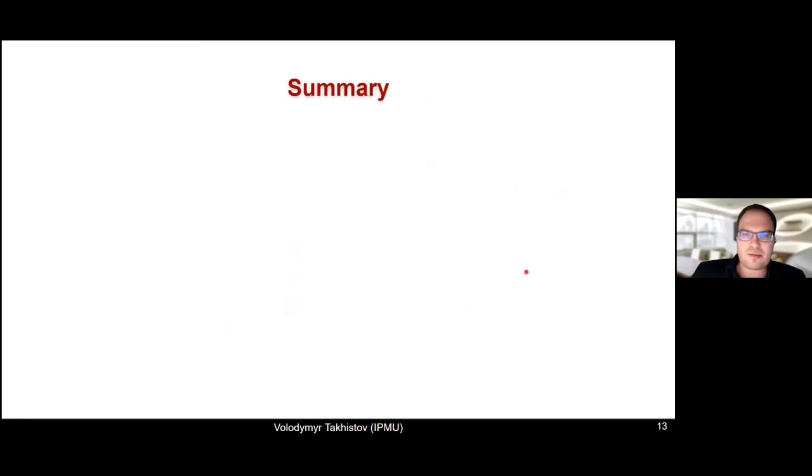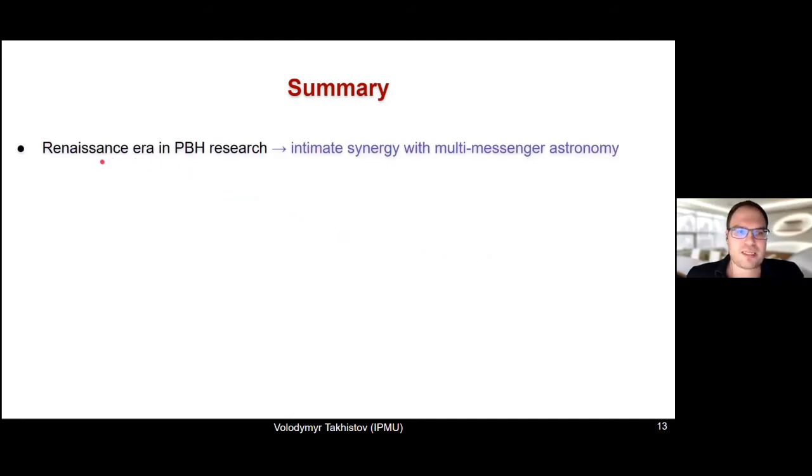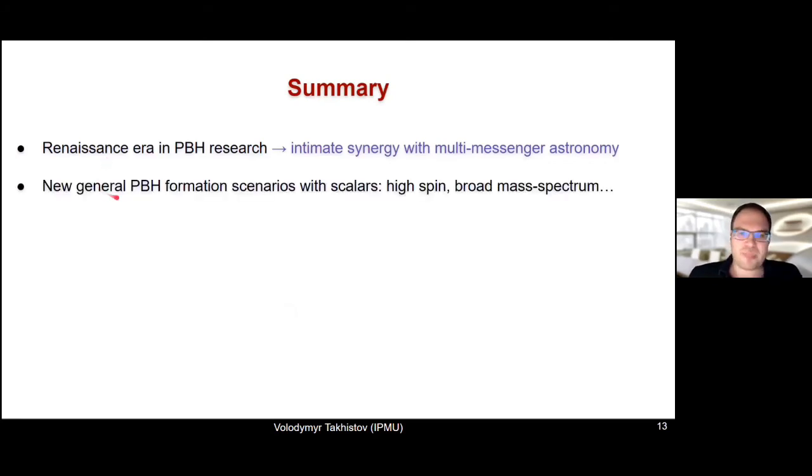And so let me now summarize. I know I sort of sketched a bunch of things, but this is now, I think, a truly renaissance era in PBH research, mainly because of the intimate synergy with multi-messenger astronomy. There are the two mechanisms I presented from scalars. They basically illustrate that you can get some very interesting effects, such as high spin or broad mass distribution.